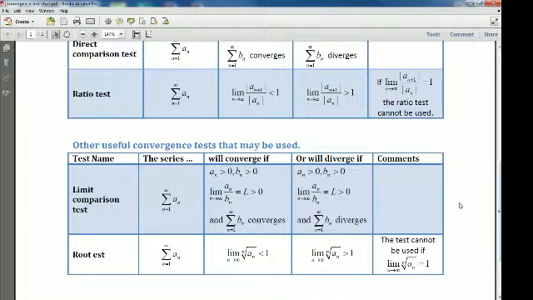Last year these two were not on the AP exam. This year they are fair game: the limit and the root test. Previously they were not on the AP exam, but now they are. So all of this is fair game for the exam.